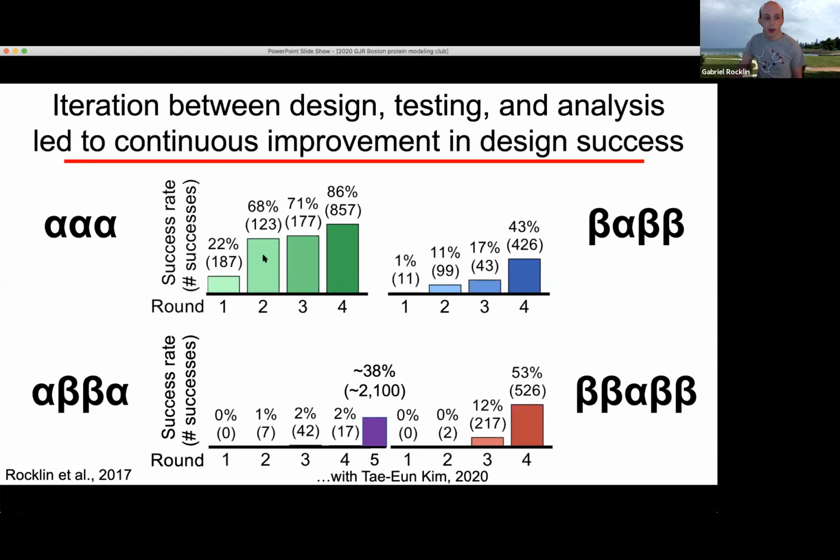Okay, so almost all of this is old and published. What's new, and the jumping off point for the project that Hugh is working on, is to try to understand why didn't these success rates go to 100%? So in alpha, alpha, alpha, even after we had all these examples of success and failure, I really tried hard to make all the designs in round 4 stable, but a good 15% were still unstable. And here, a good 50% were unstable. So what's going on?